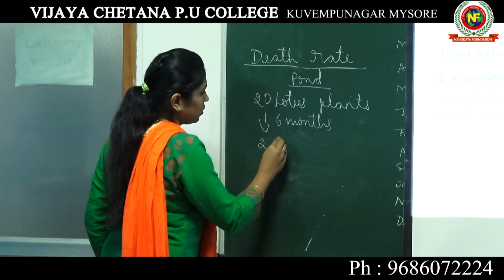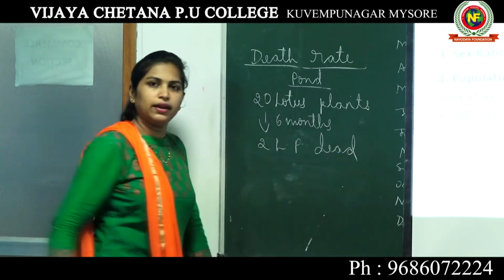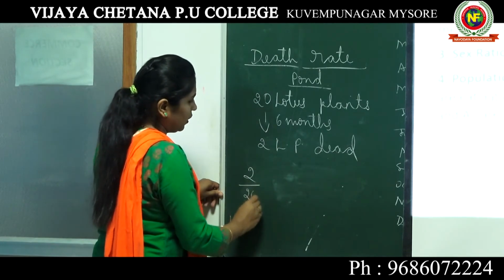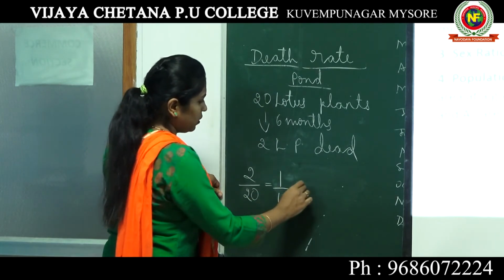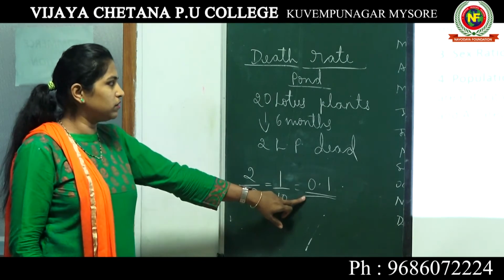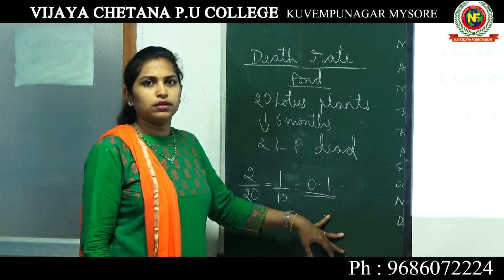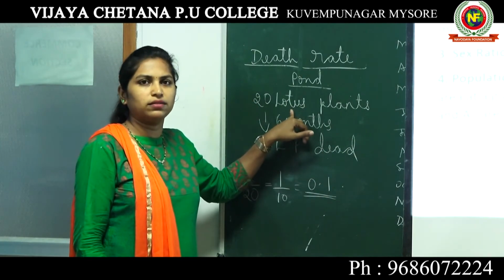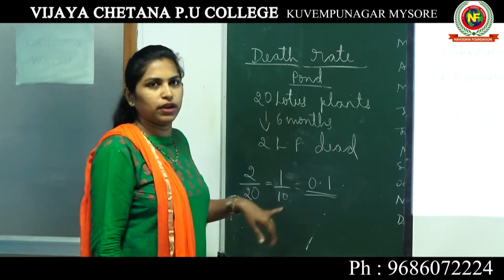there were 2 lotus plants dead. Okay, so how do we calculate? 2 by 20. When we calculate 2 by 20, it becomes 1 by 10. So it becomes 0.1. So this becomes the death rate for that particular pond, for the population of lotus plants. Okay, so this is how we calculate birth rate and death rate.